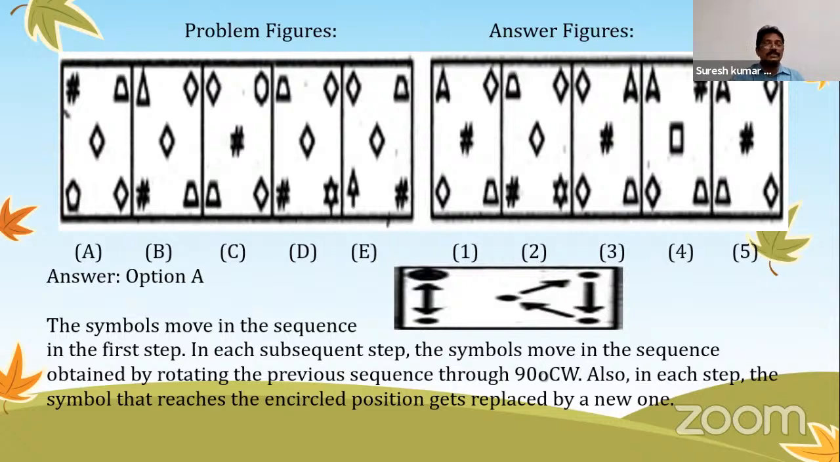The symbols move in this sequence. Now observe the symbols move in this sequence. This corner side goes up and down, and the middle one moves in this direction, and that comes down and moves in this direction. So observe it. This is here, comes down.